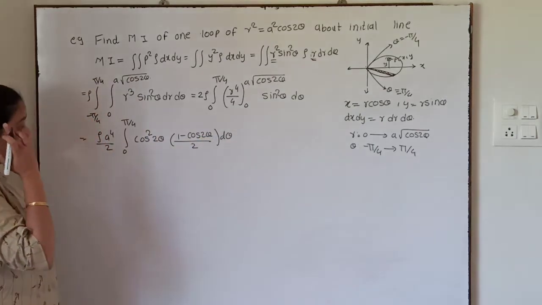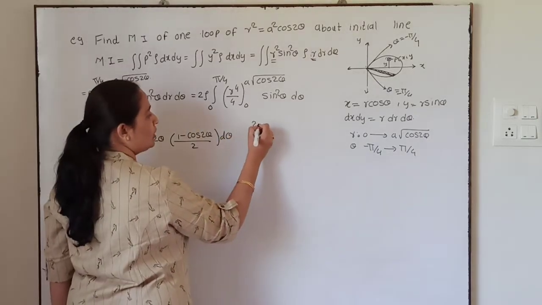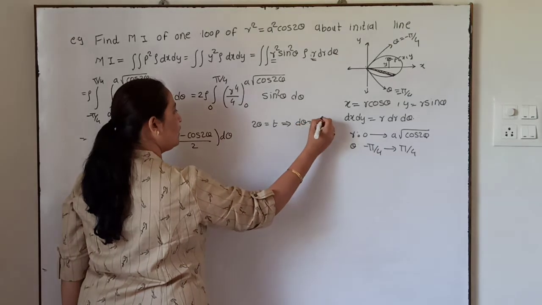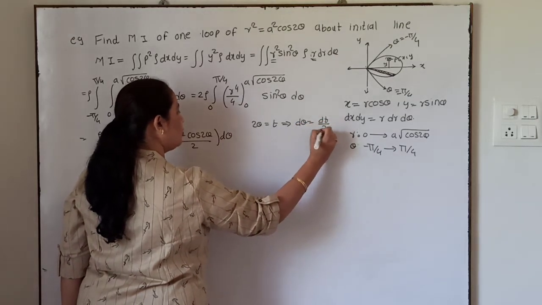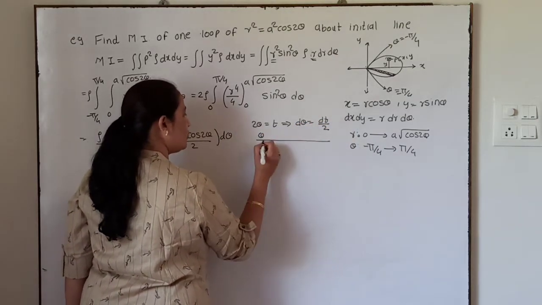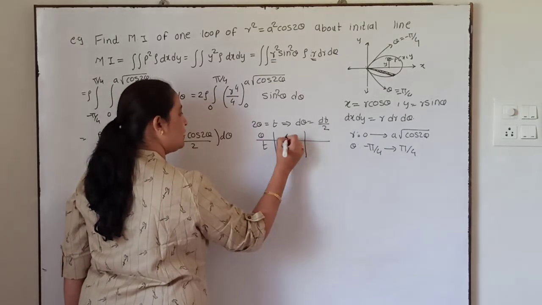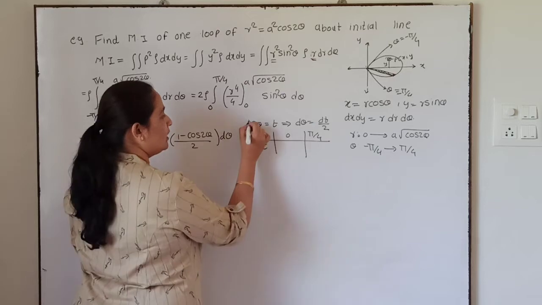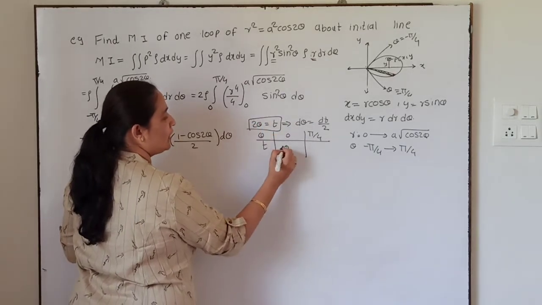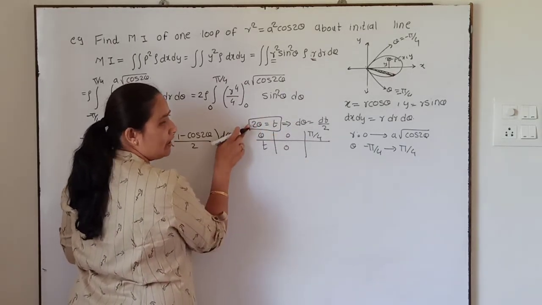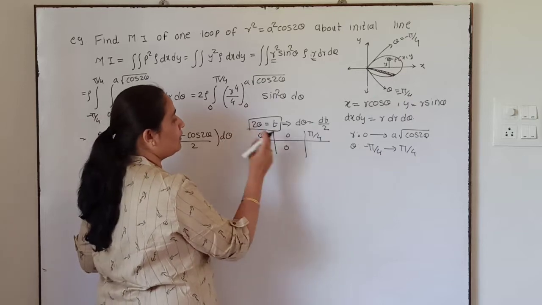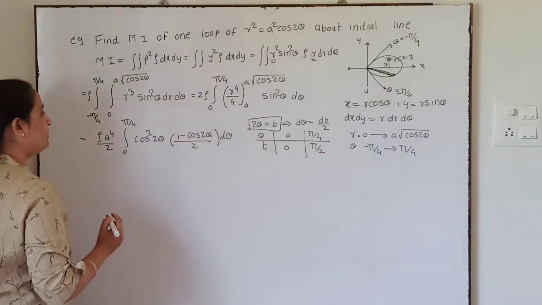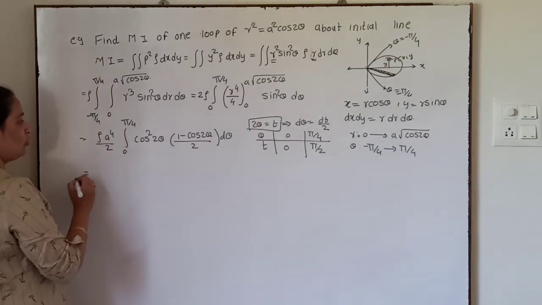Now for this, if I substitute 2 theta is equal to t, this implies d theta is equal to dt upon 2. Whenever we are using substitution, we have to check the limits. Limits for theta are from 0 to pi by 4. If I put theta is equal to 0, we get t is equal to 0. If I put theta is equal to pi by 4, you will get t is equal to pi by 2. That means now the limits of integration are from 0 to pi by 2.